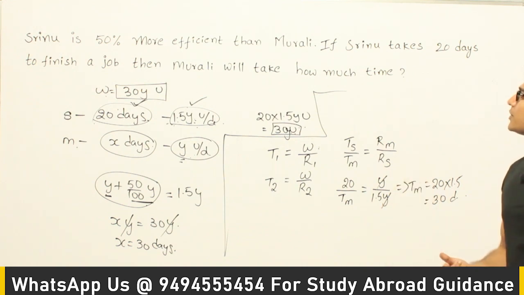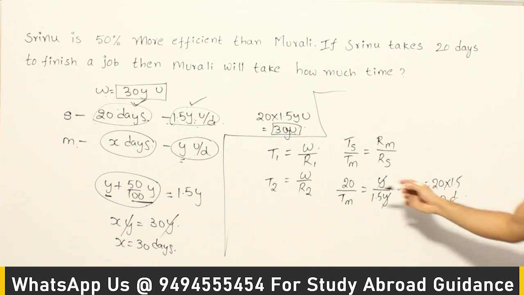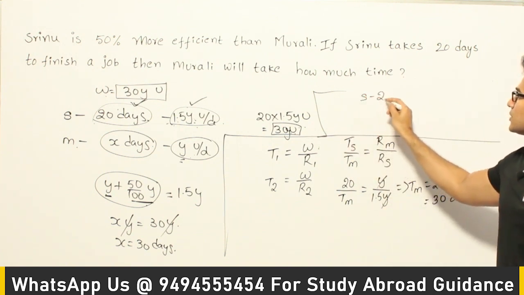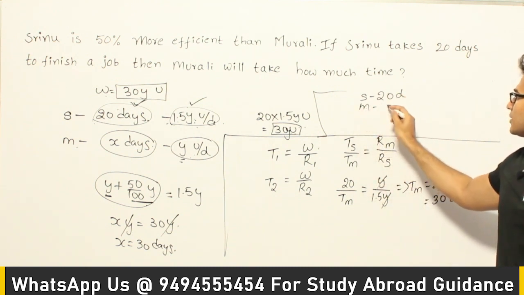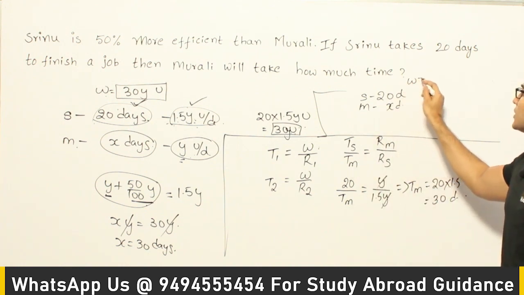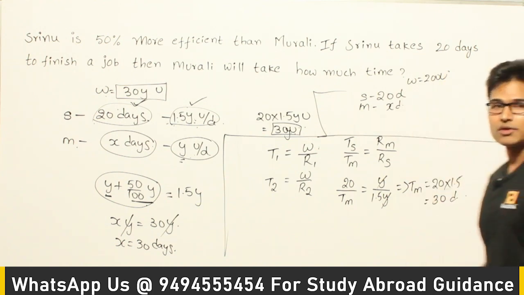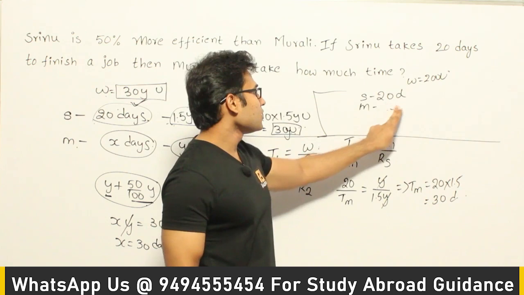Now, another way of solving it is, initially you can assume that the work is some units and go by that. Srinu is taking 20 days to finish the work and Murali is taking, let's say, X days. Now you can assume that the total work is 200 units.